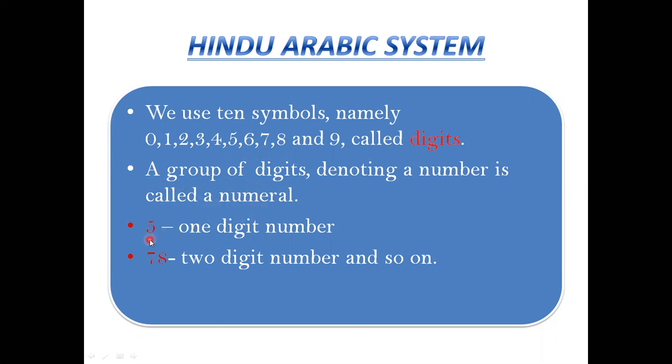If a number has only one digit in it, it is called a one-digit number. This is an example for a one-digit number: 5. So here you can see we have taken two digits. What are they? 7 and 8. So the number is 78. Since it has two digits in it, it is a two-digit number. Now we will see the place value chart of the Hindu-Arabic system.